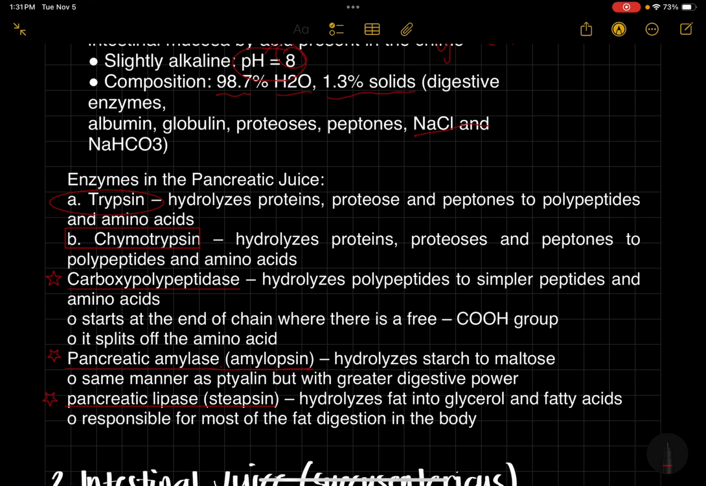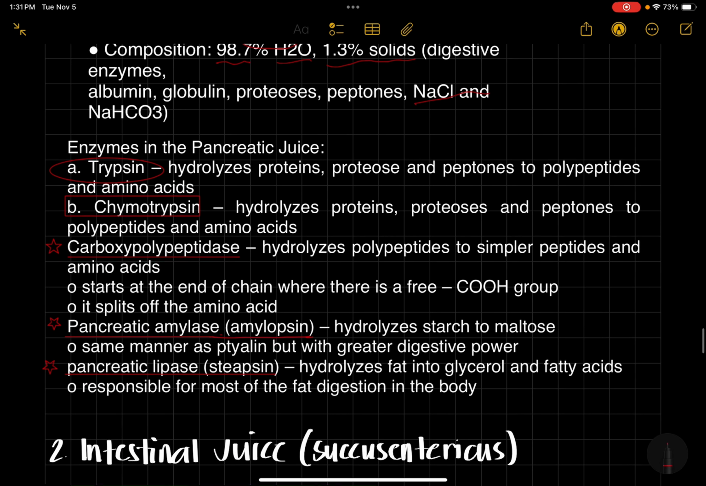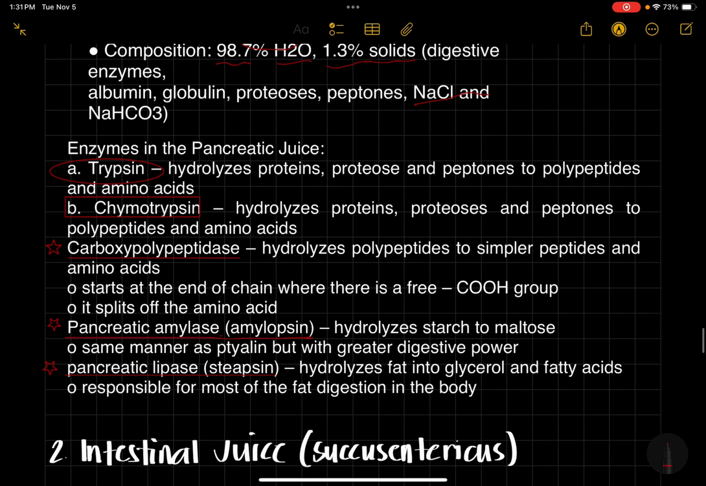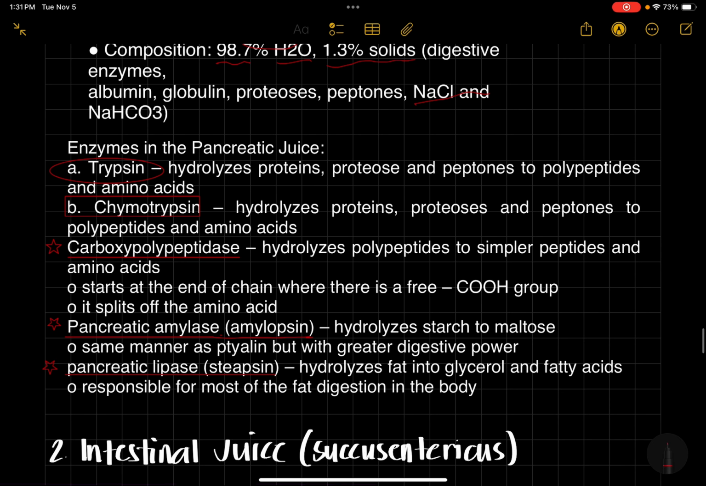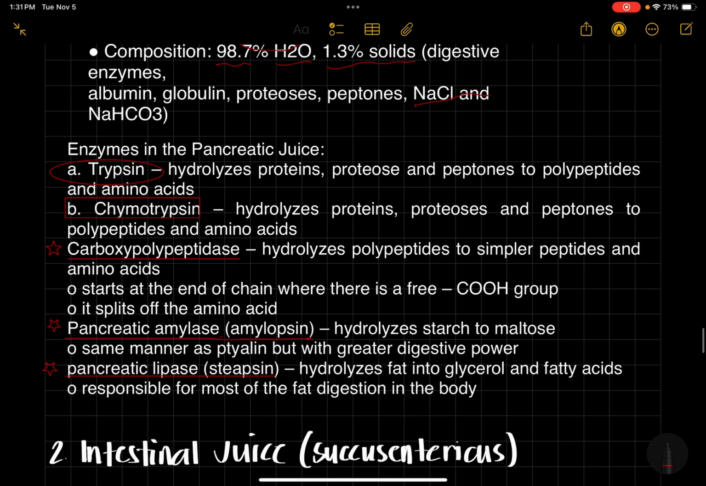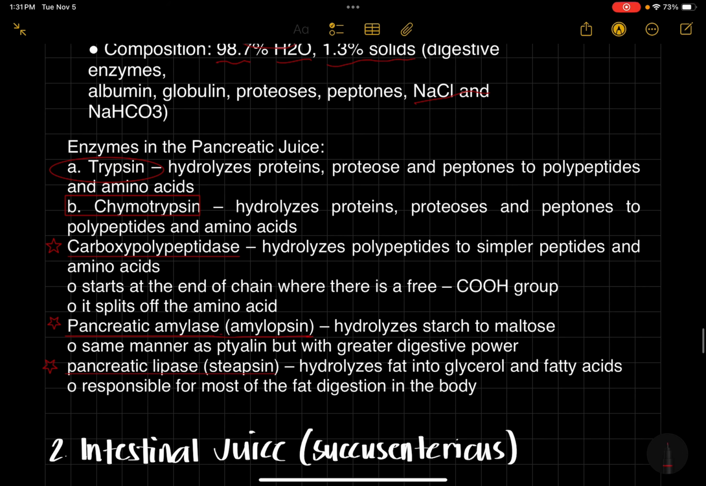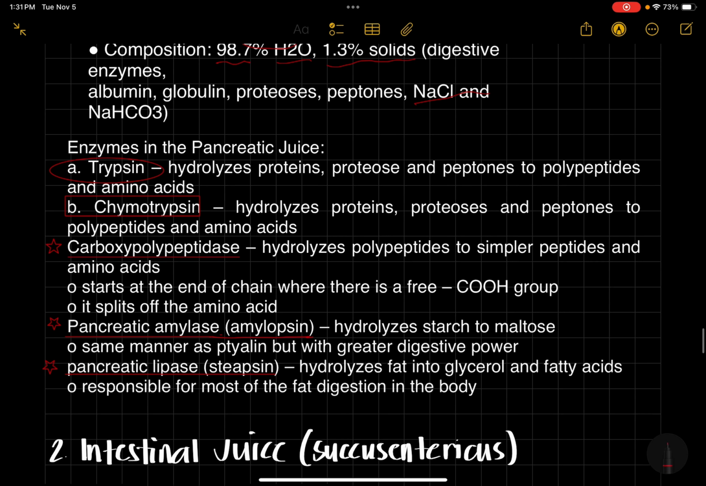We have chymotrypsin, which hydrolyzes proteins, proteoses, and peptones to polypeptides and amino acids. We have carboxypolypeptidase, which hydrolyzes polypeptides to simpler peptides and amino acids. It starts at the end of the chain where there is a free COOH group and splits off the amino acid.